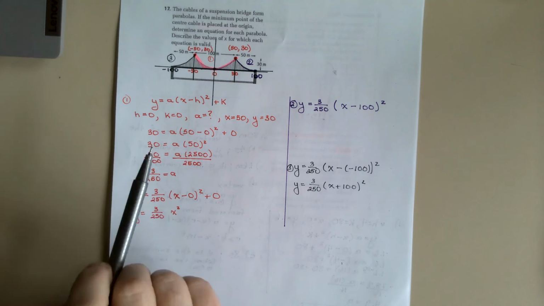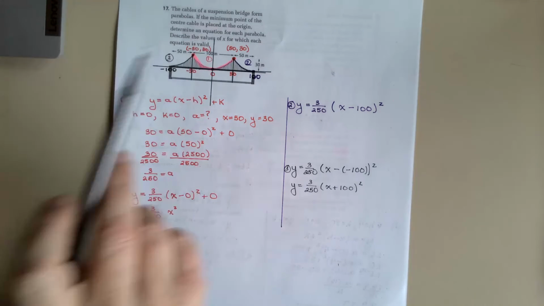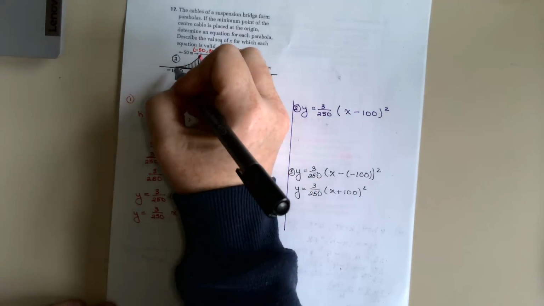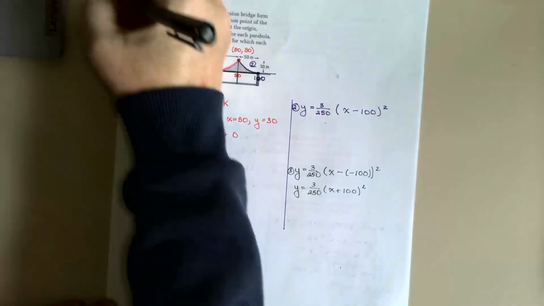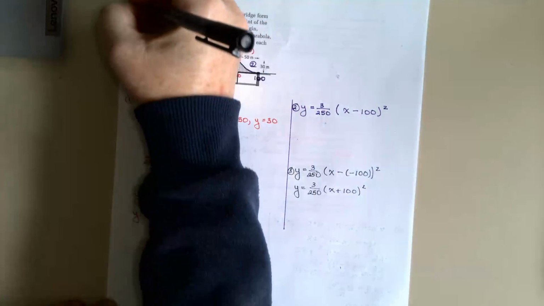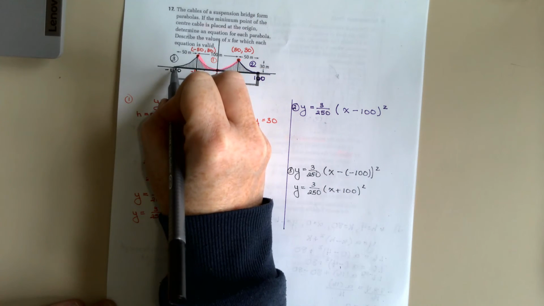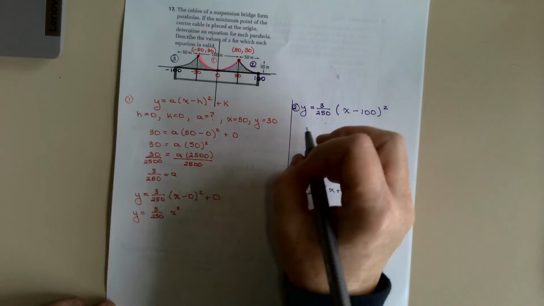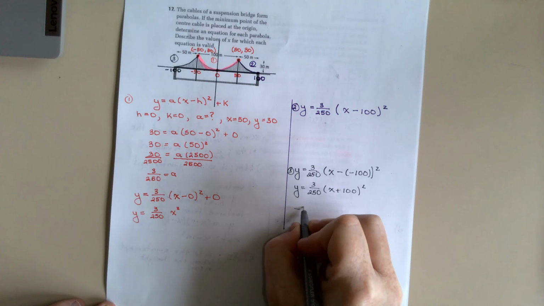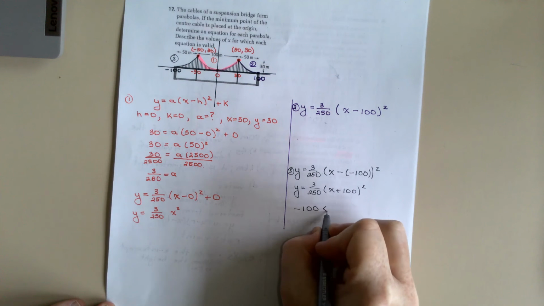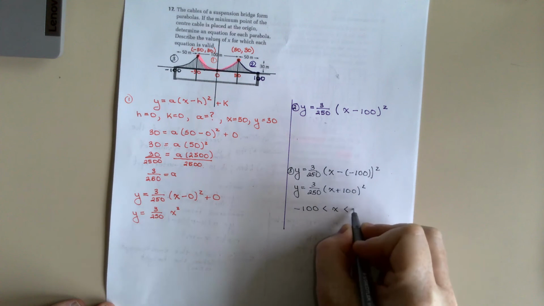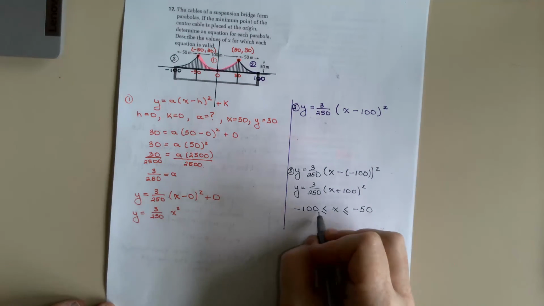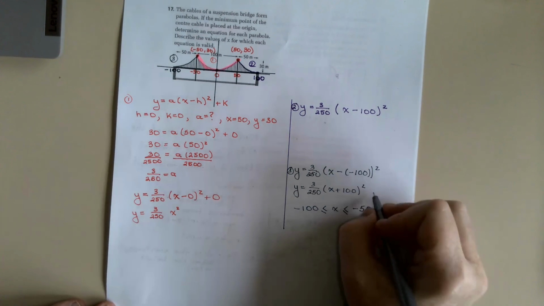So the last part of the question says, for which x values is the equation valid? If we just left this equation, it's going to go on forever, and it's going to be also over here. So we're only looking at part of the parabola. We're looking at the part of the parabola that goes from negative 100 to negative 50. So that's what we're going to write. We're going to say that our x values are between negative 100 and negative 50. So these are the x values for which this parabola is valid.